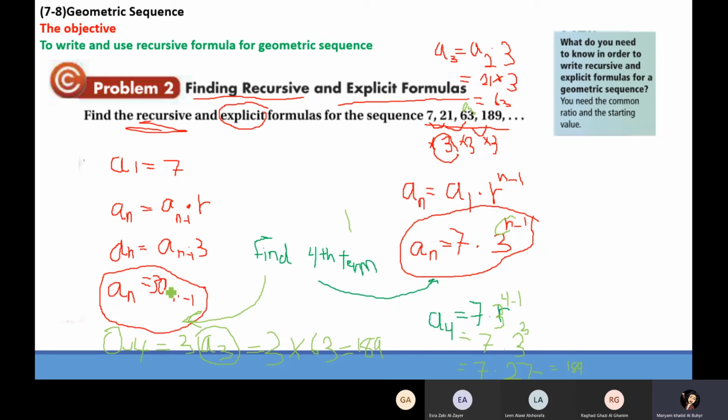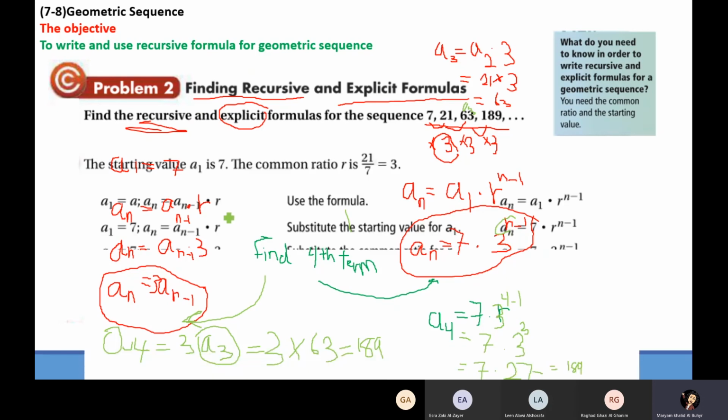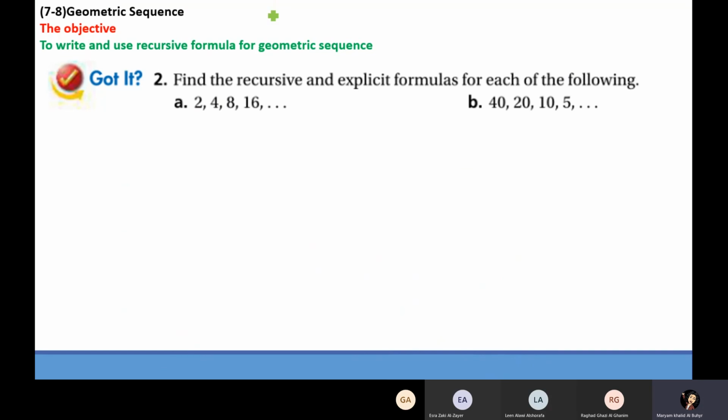189. So for the part in green, the question did not ask me to find it, but I found it for you because you might see it in the exercises or in the problems. For the next part, find the recursive and explicit formula for the following. So let's do that. First of all, we need to find the common ratio. That is the first step.